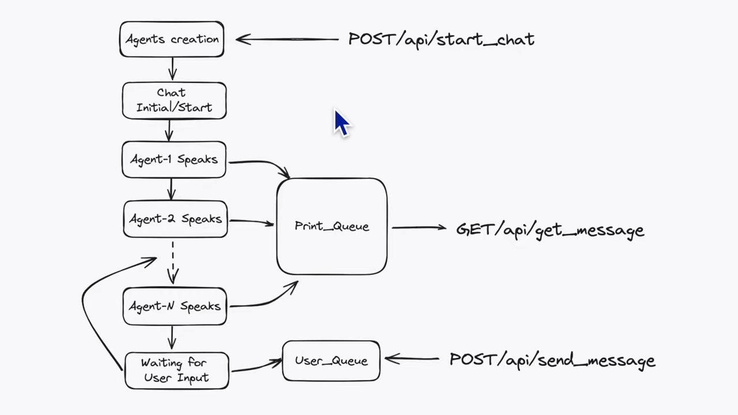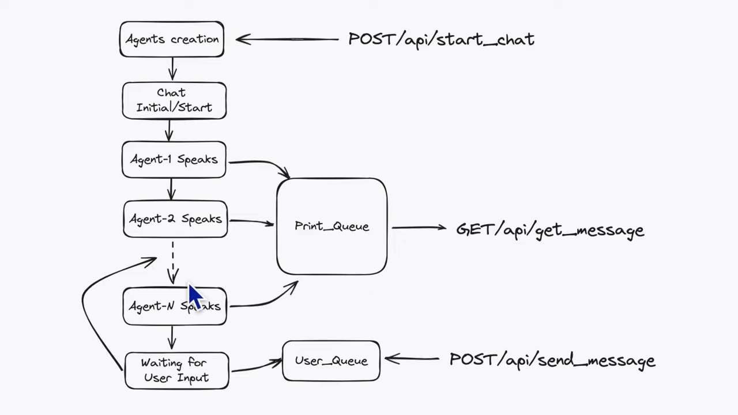Here is the message flow that shows how the messages and requests interact. First, the POST request start chat triggers the AutoGen agents' creation, and the chat starts. Agent one speaks, agent two speaks, and all the agents will finish their speaking, and their messages will be pushed to the print queue, which can be fetched by the GET request, get message.